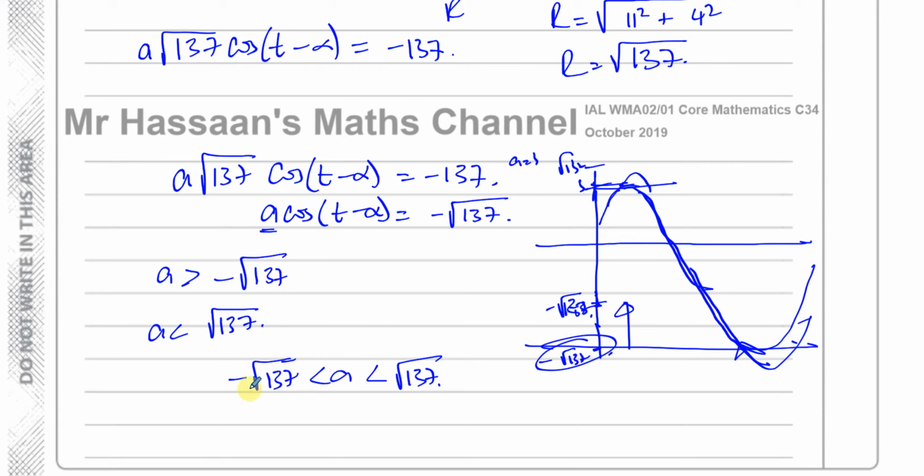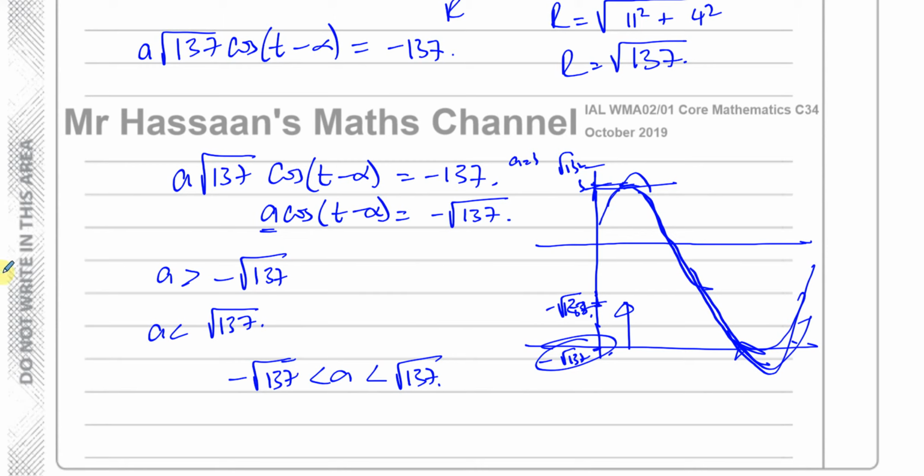If the value is greater than this, it's going to go over the curve, and if the value is less than this, it will also go over and cut through or touch the line minus root 137. So a has to be between these two values. Okay, so that's one way of dealing with this question here.